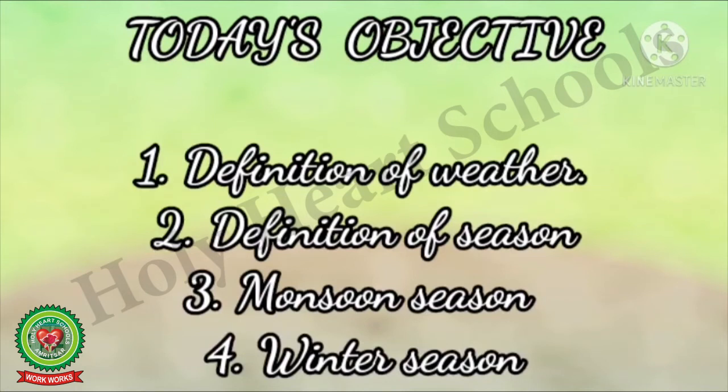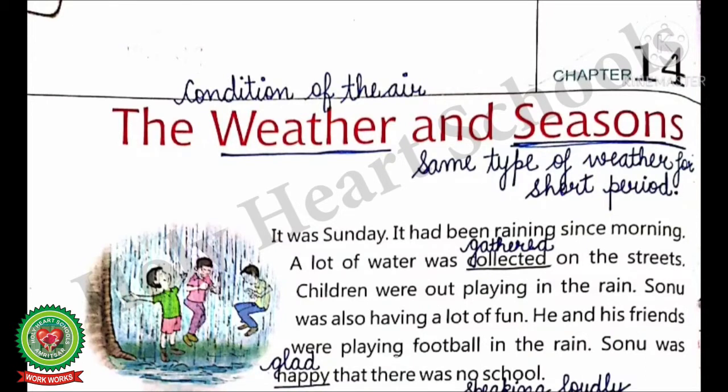Now today we will learn about the definition of weather, the definition of season, monsoon season and winter season. Also we will know what we wear in these seasons, what type of weather there is in these seasons, and what type of eatables we eat in these seasons. So now open your book and let's start reading.